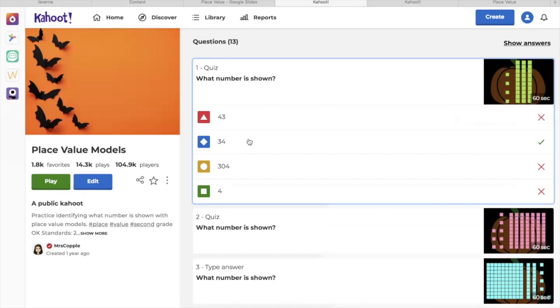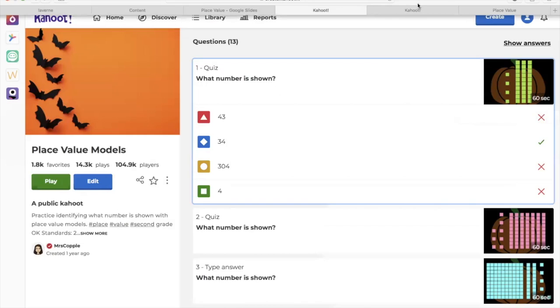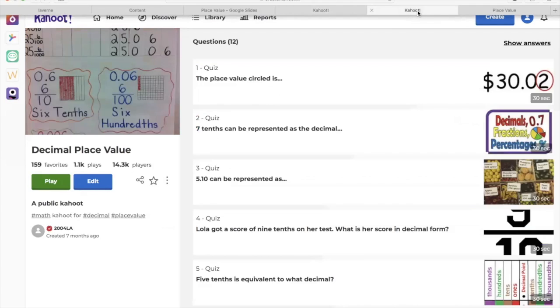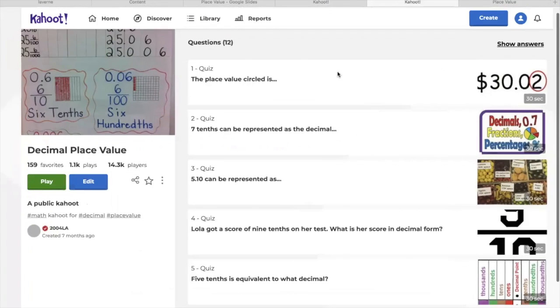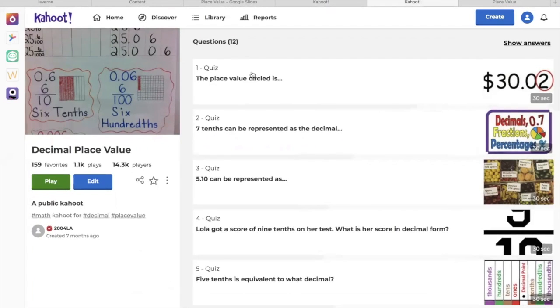What is great about this is that the teacher can actually see the students' answers and can review as they are playing the game if the students get it wrong. It's also a great way for the teacher to see what the students know and what she or he needs to work on. And then for the fifth grade, we have the decimal place values, which is also very helpful.